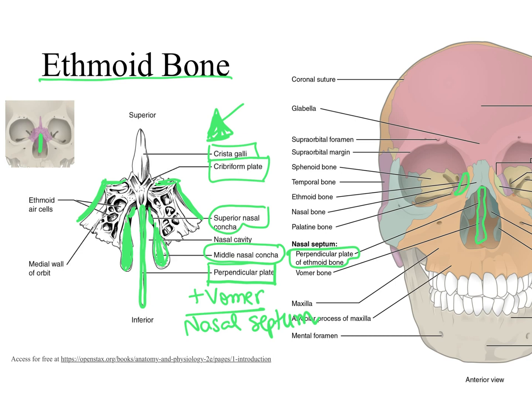Another thing we can see in this picture is these air spaces that we have within the ethmoid bone, and these are called ethmoid air cells, and these air spaces are what makes the ethmoid bone a very good example of a pneumatized bone.